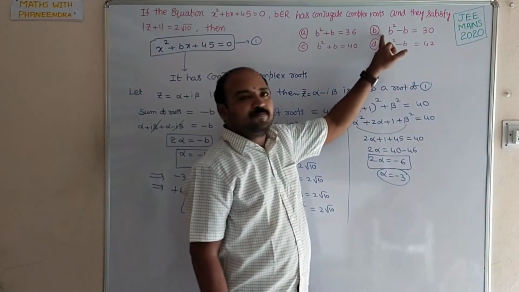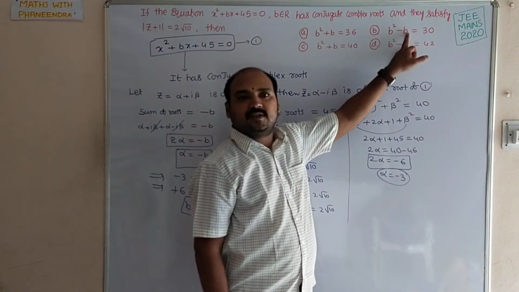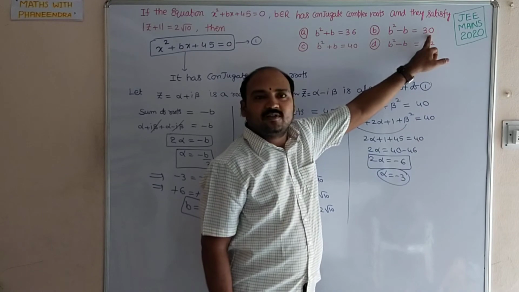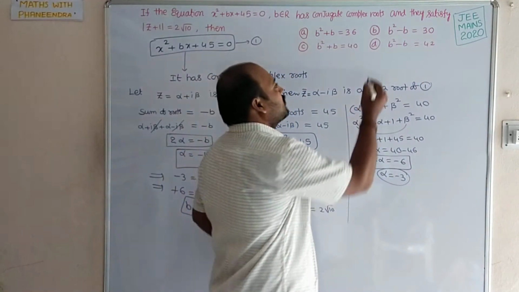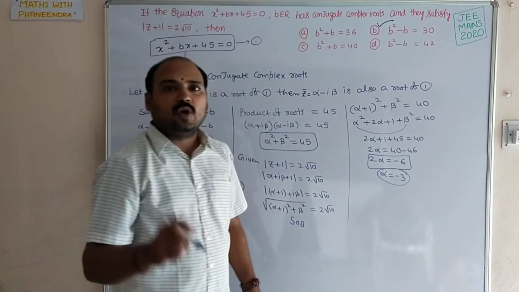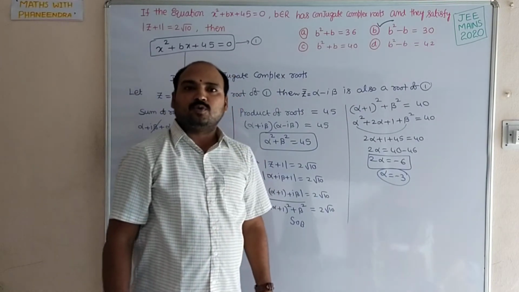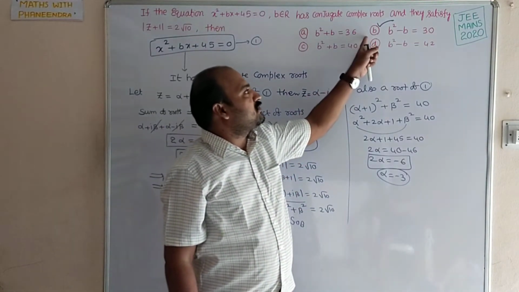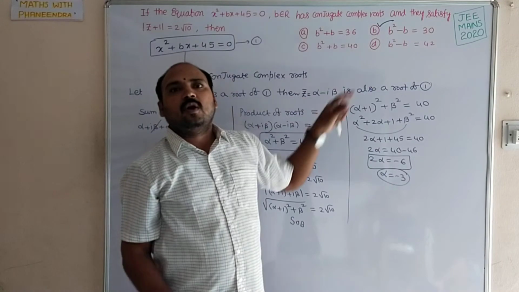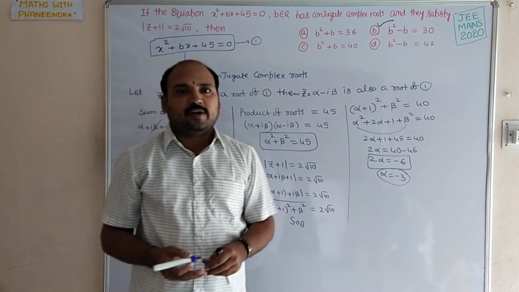Go to the second option. 36 minus 6 is equal to 30. We are getting 30 here. So the second option is the right option. Why? Because this is a single correct option question. So the second option is the right option. No need to go for other options. We will move to the next question now.